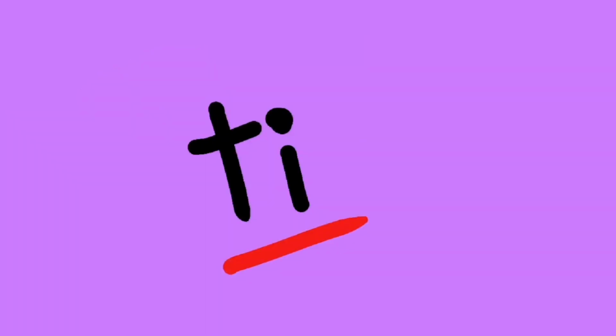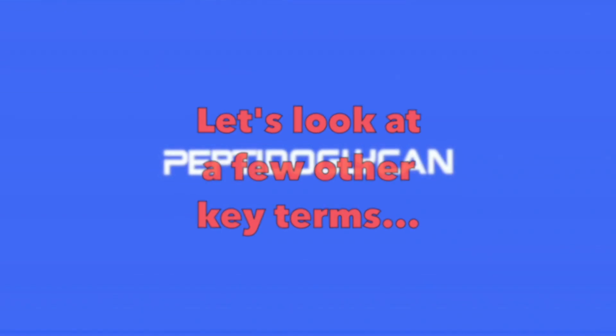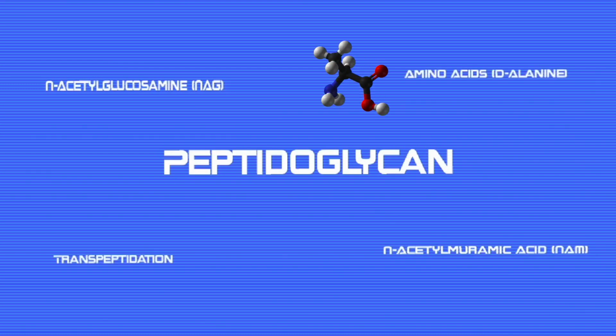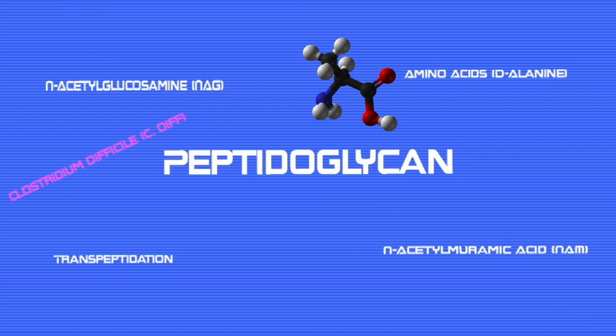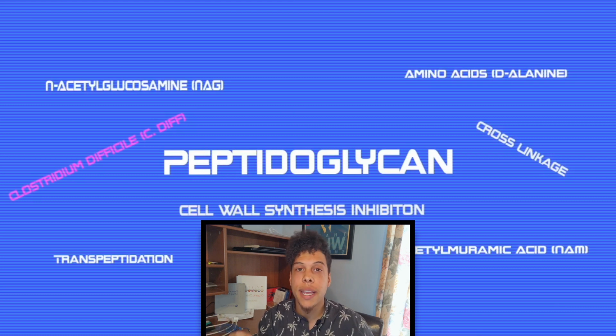Okay, so we're going to start with probably the most important term of this video, peptidoglycan. In addition to peptidoglycan, we're going to have terms like N-acetylglucosamine, N-acetylmuramic acid, transpeptidation, amino acids such as alanine, Clostridium difficile, already talked about that, cross-linkage, cell wall synthesis inhibition. This is kind of important. Now that we've gotten all the important vocabulary out of the way for this video, let's start to focus on the key terms. I want you guys to keep in mind peptidoglycan, as mentioned earlier, cross-linkage, and cell wall synthesis inhibition.